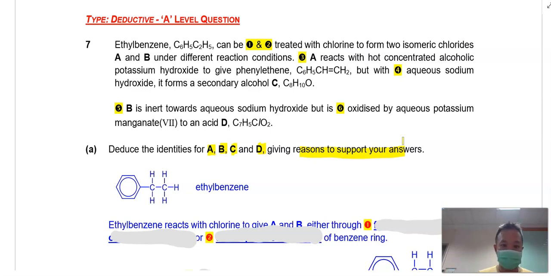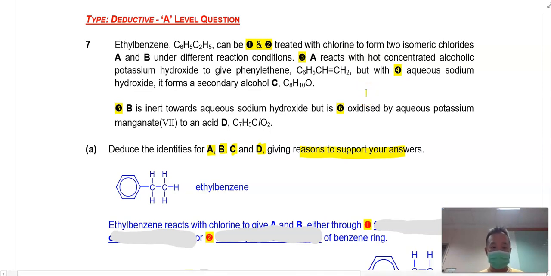Alright, recall, I said before, write down the reactions that the unknowns undergo. So over here you can see, ethyl benzene treated with chlorine is a reaction. You can write out the type of reactions. For example, A reacts with hot concentrated alcoholic potassium hydroxide. What's this reaction? A undergoes what type of reaction? And what's the deduction of the functional group that you can make? So can you try to write the deductive statements first and then run through the solutions?